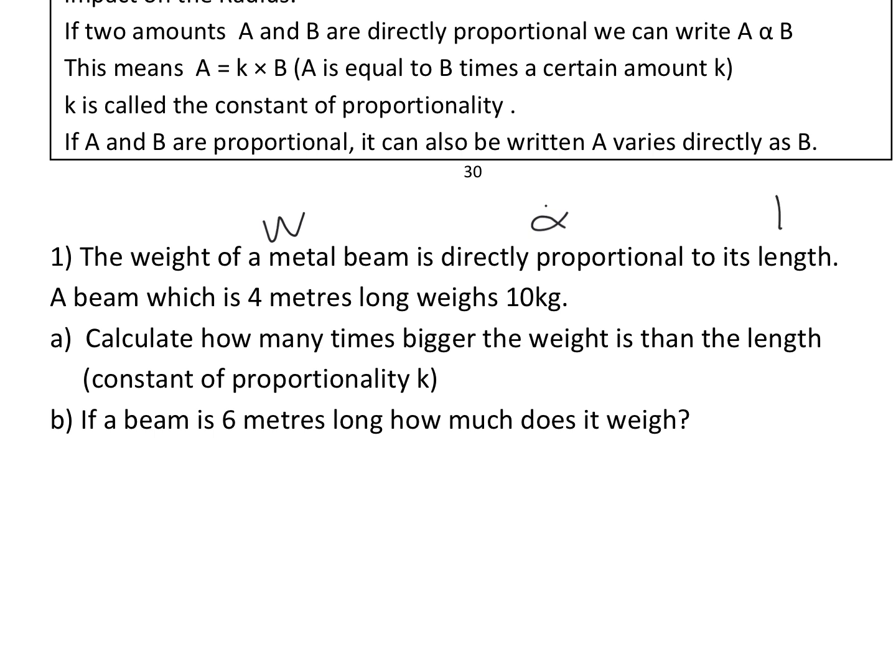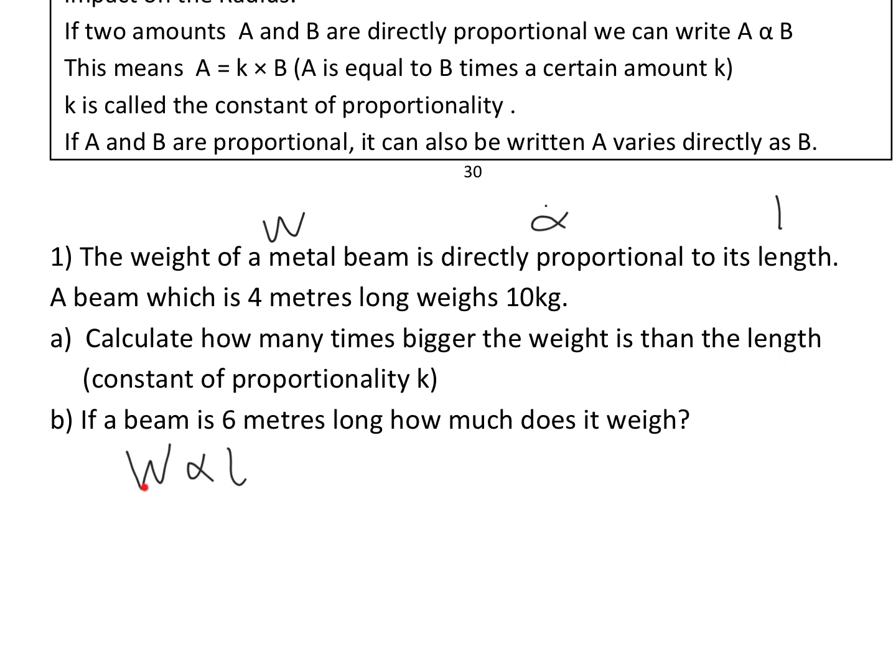So just bring that together down the bottom. We've got W is proportional or directly proportional to L. A beam which is 4 meters long weighs 10 kilograms. That's important. We'll use that in a minute. Part A, we have to calculate how many times bigger the weight is than the length, i.e. find out K.